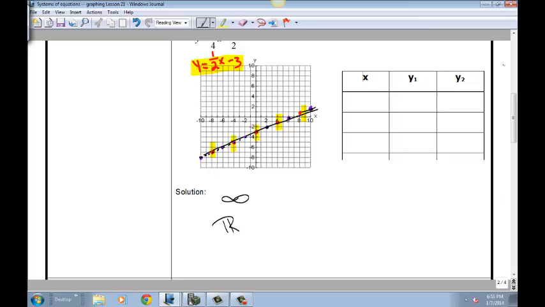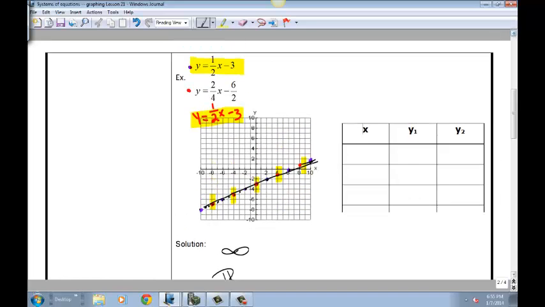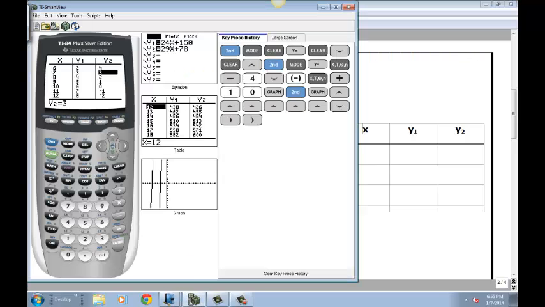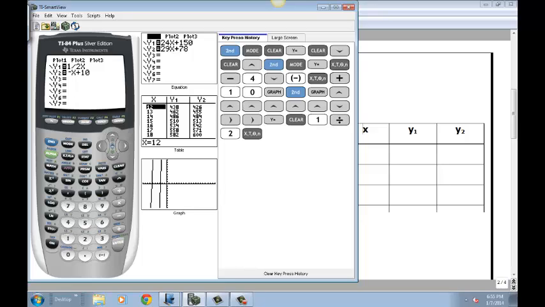So let's take a look at how this looks in your calculator. If you wanted to check to make sure that really was true, obviously we don't want to plug every single point in by substitution and do it by hand. That would be kind of a pain. My calculator's a real quick way to check this one. So 1/2 x minus 3, and then we had 2/4 x minus 6/2, sorry.